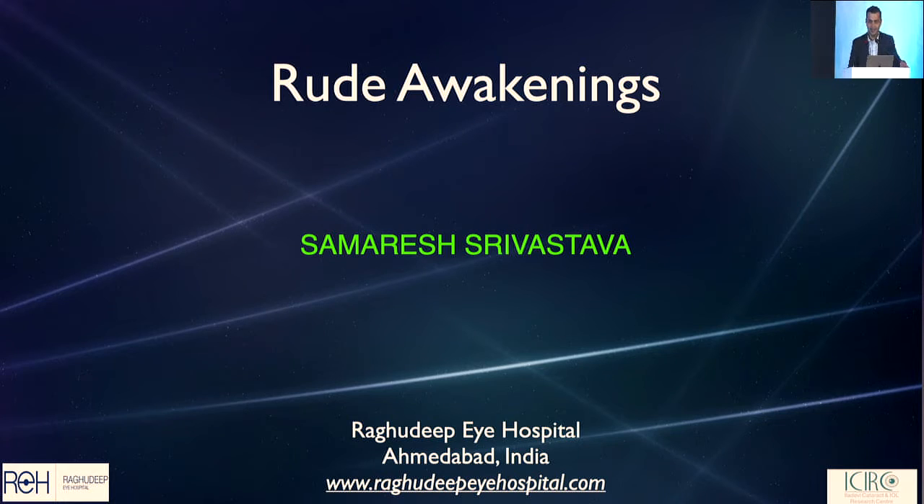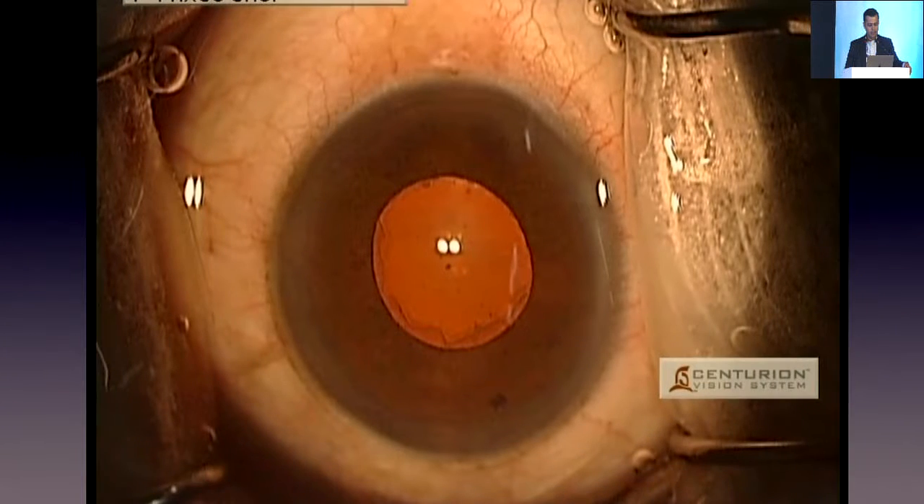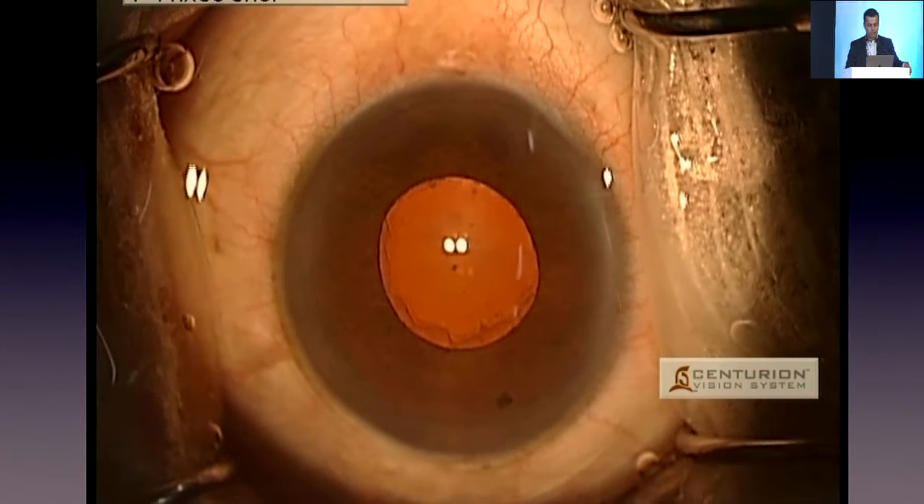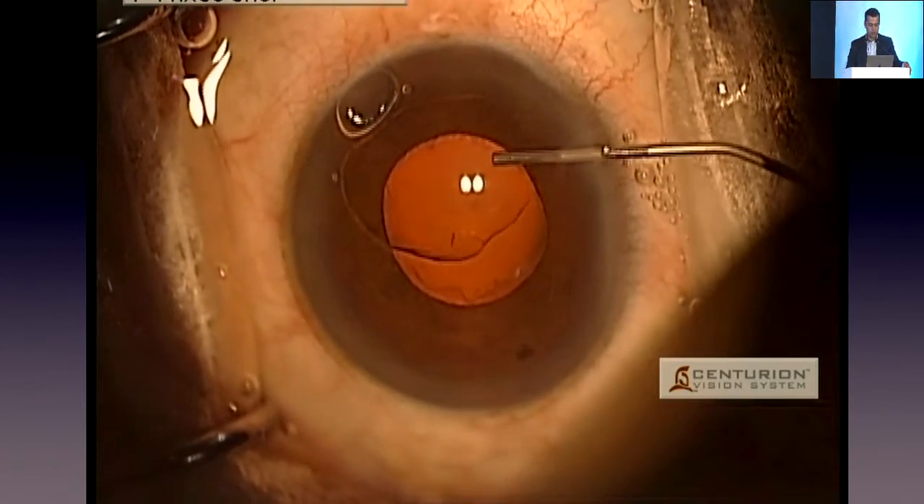I'm going to talk about rude awakenings, and no matter how great a surgeon you may be, anything can go wrong in a cataract surgery. So I'll start with a 64-year-old patient, routine surgery, pseudo-exfoliation. The pupil's not very great to dilate, but because now I'm a senior surgeon, I decide that I can pull a rhexis through this. It's not a big deal.